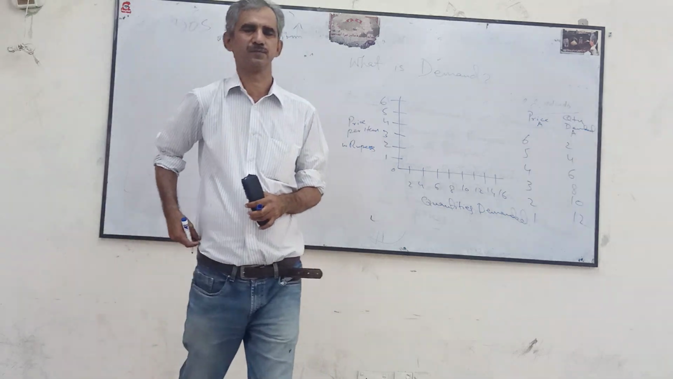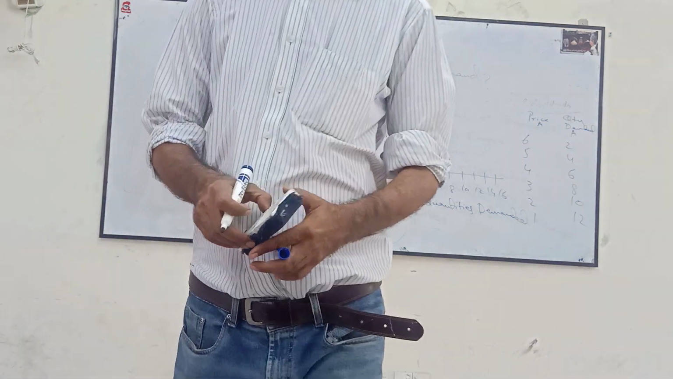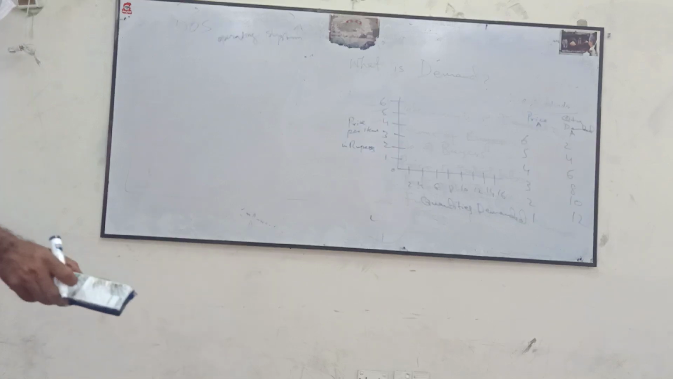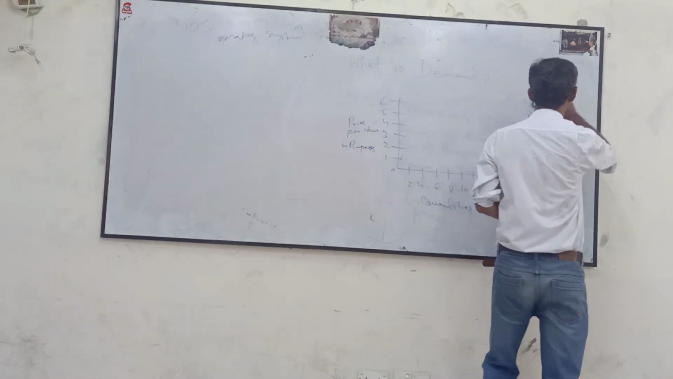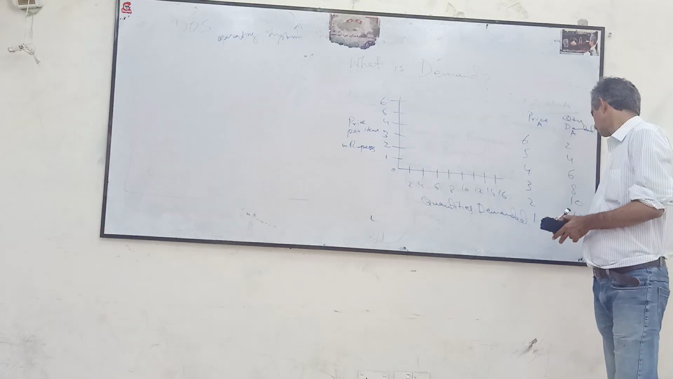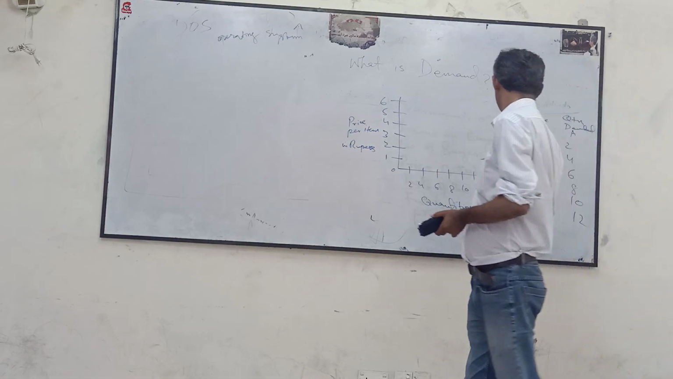Just suppose these are the prices and these are the quantities given, that the buyer is willing and able to buy these quantities at these prices.